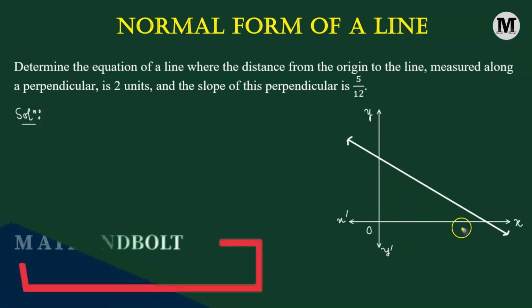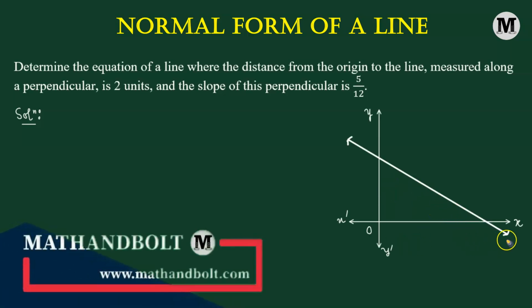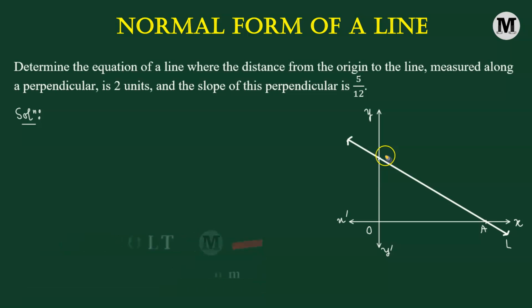So here we have considered the xy coordinate plane and we have a line L which intersects the positive direction of x-axis at the point A and the positive direction of y-axis at the point B. Now we're going to draw a perpendicular from the origin to the straight line such that it meets it at the point C.